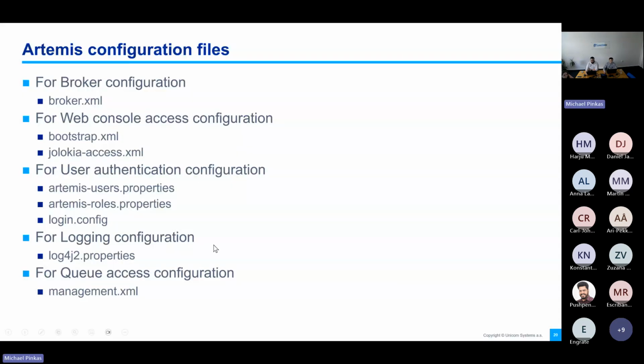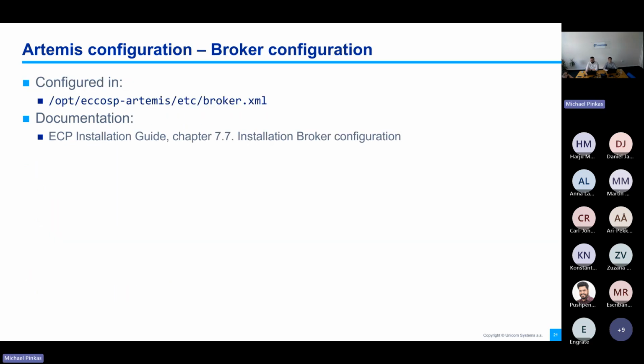Going back to the presentation, we have covered these configuration files. These are the main configuration files for the Artemis broker that you will ever need, probably. As mentioned, the broker XML is the main configuration where most of the properties are located.